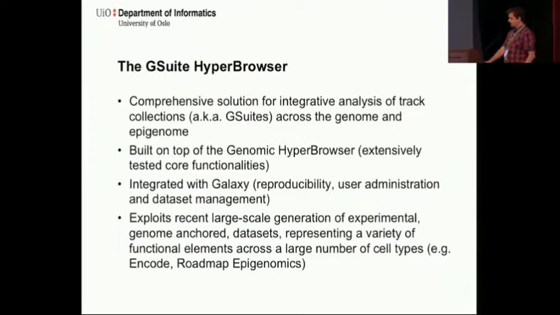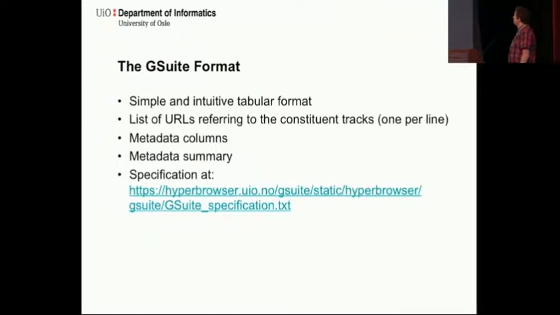And for this reason, we developed the GSuite format, which is used for formal representation of dataset collections. When we developed it, we kept in mind to make it simple and intuitive. So it's a tabular format where each line is a URL referring to the constituent track or dataset. And additionally, to facilitate statistical analysis, it would contain metadata for each dataset and a metadata summary for the collection as a whole. You can see more about the specification at this link.